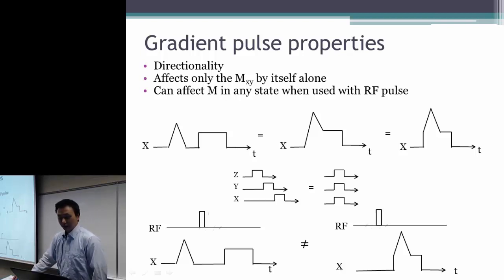But when a gradient pulse is used with the RF pulse, in principle it can affect the magnetization in any state, even including those along the z-axis. So that's why you can do the excitation with it. So, right.